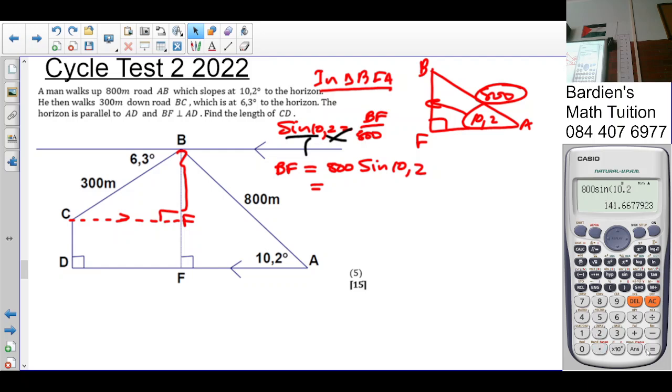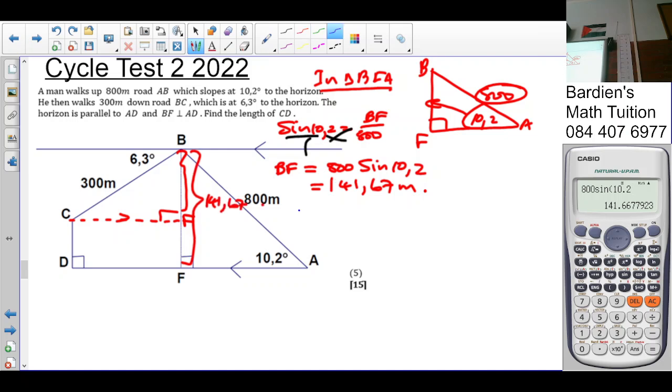That gives you 141.67. So this whole length here is 141.67.